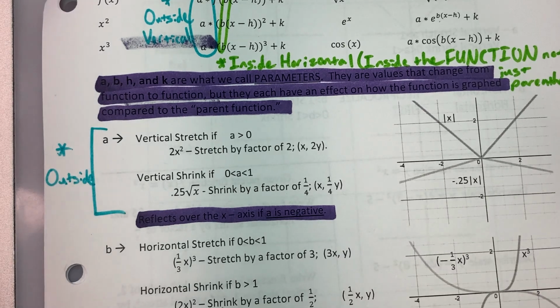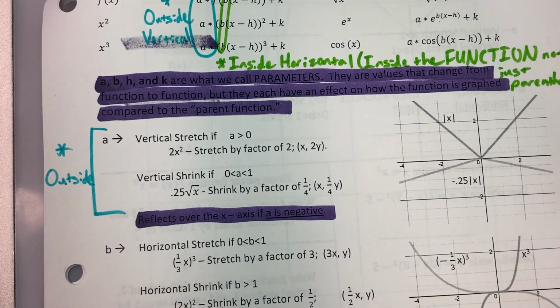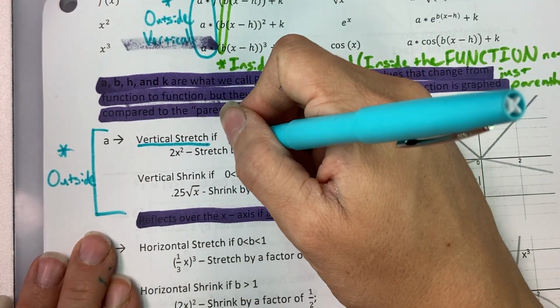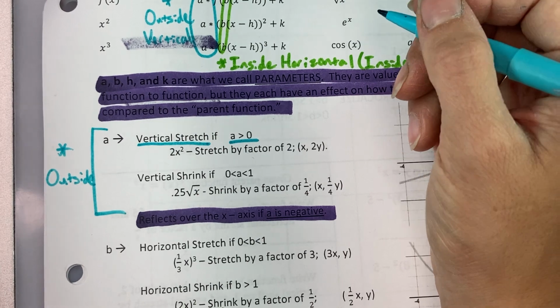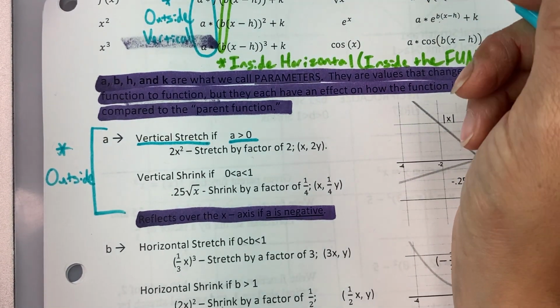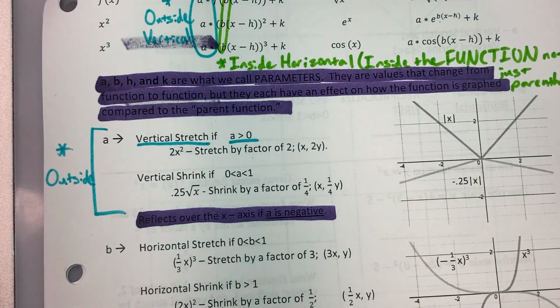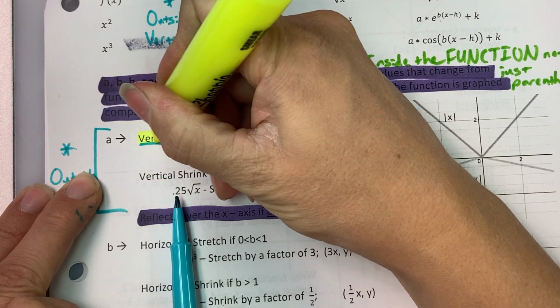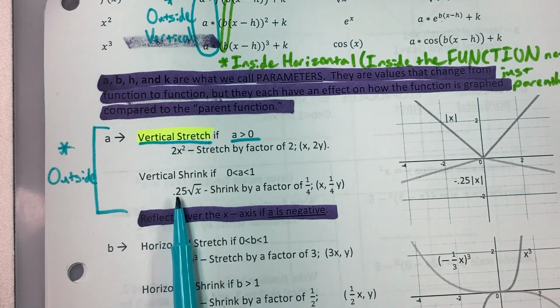As usual, our vertical transformations are a little bit more intuitive. It is a vertical stretch if our a value is greater than 1. And this makes sense because with a bigger value, you would think of it stretching or getting bigger. So a vertical stretch is when the number is greater than 1.